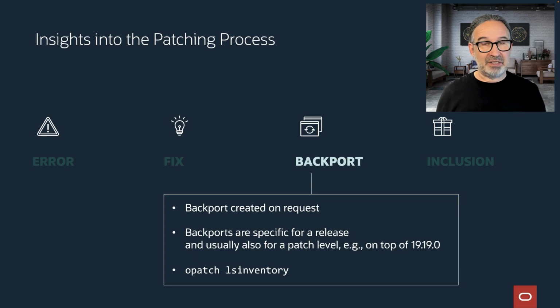A backport gets created on request, normally, and it's specific for the operating system on top of the patch level you have right now. So we need to know what your current patch status is. And typically, you have not only just a release update, you may have also some additional one-off fixes. So we need your patch inventory. And we have that information in a service request where you specify all this information. You request a backport via a service request.